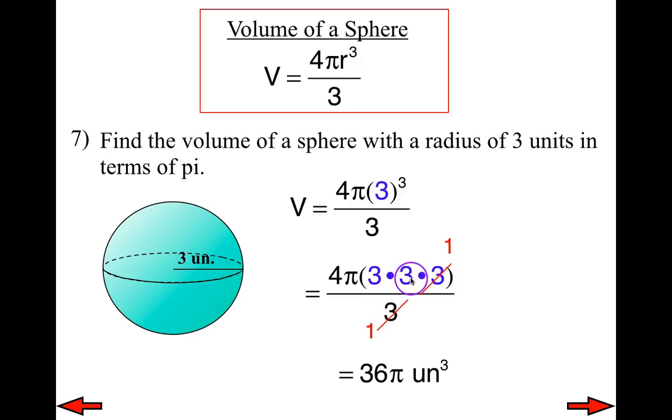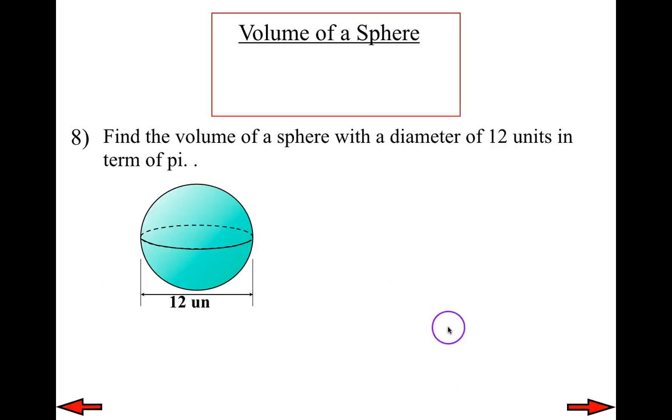Okay, so I'm going to say here, the volume of the sphere is 36 pi units cubed. And again, please don't forget to write your units, and please don't forget to write cubed when you're trying to find the volume of a shape. Okay, so now let's look at one last example. First, let's write down the formula once more. The volume of a sphere is 4 pi r cubed divided by 3. So it says here, find the volume of a sphere with a diameter of 12 units in terms of pi.